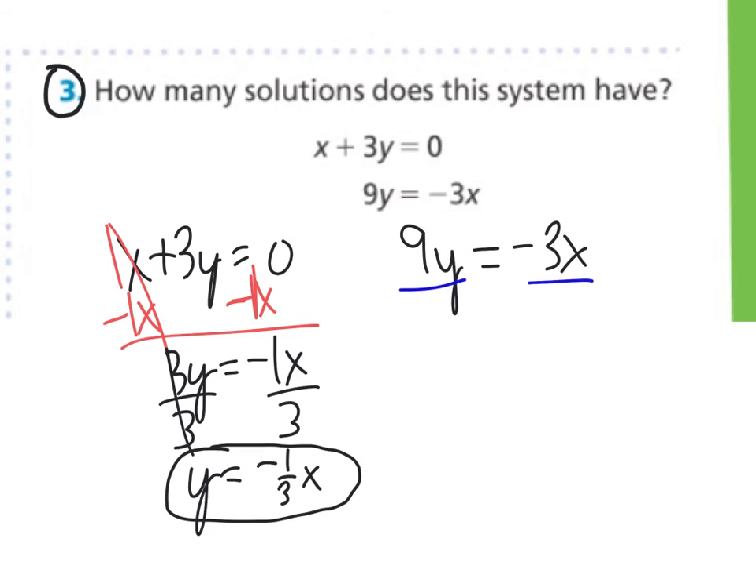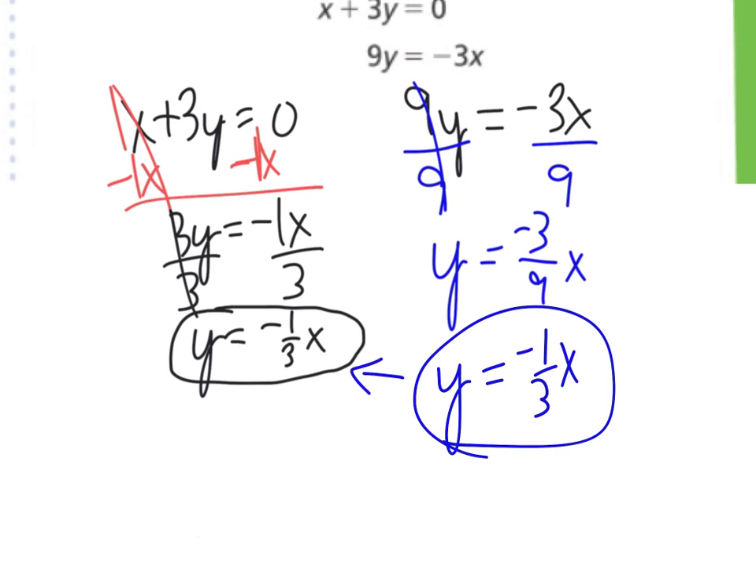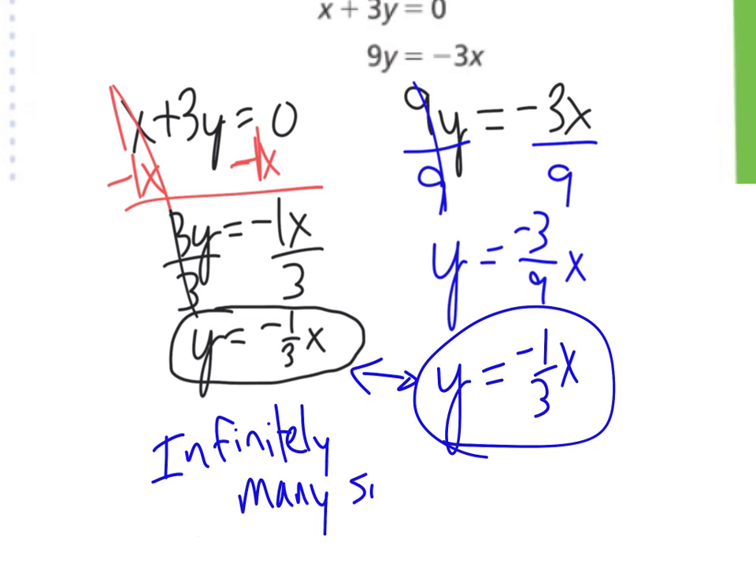Then on the second equation, they're multiplying by 9. We just divide by 9. When you do that, we've got negative 3/9 x. You might notice that can be reduced, and that reduces to negative 1/3. So we've got y equals negative 1/3 x and y equals negative 1/3 x. So these lines are the same, which means we have infinitely many solutions. They are always going to be intersecting each other at any point.